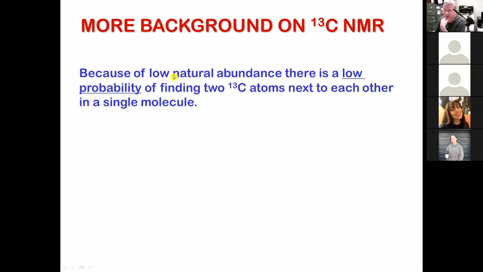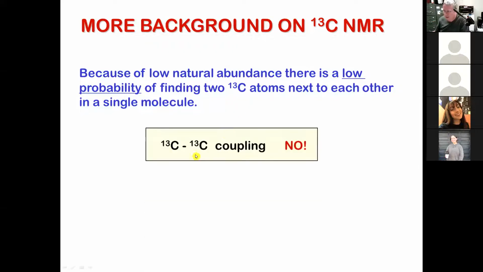Because of the low natural abundance of C13, there's a low probability of finding two C13s next to each other, right? If I have one C13 over here, the next carbon over is probably not a C13, it's probably a C12, so it won't talk. A C13 will not talk to C12, and it won't have that splitting concept, the splitting that we saw for proton NMRs, because you'd need two C13s next to each other, and the odds of that are like 0. So we don't see C13 coupling the way we saw proton coupling.